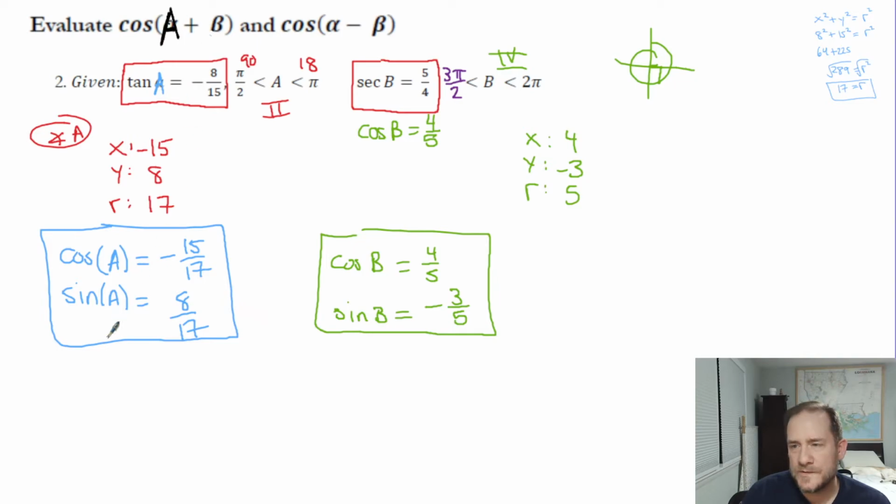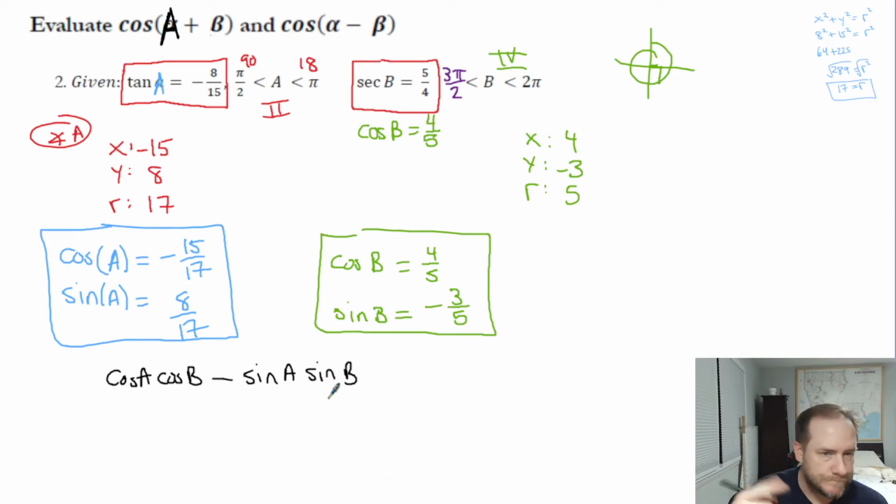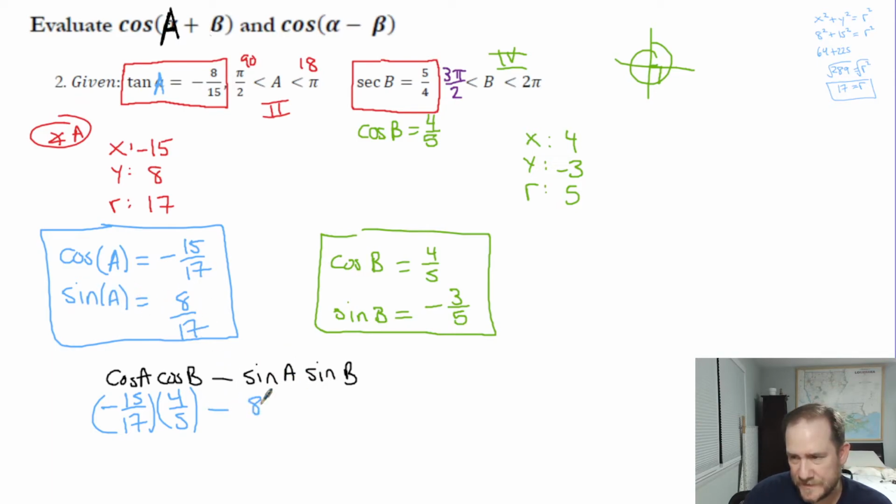You know the expansion is going to be cosine A times cosine B, with a plus sign, we'll go to minus, sine A sine B. And then we're just substituting. Cosine of A, we just said, would be the negative 15/17. Cosine B is the 4/5 from over there. These are getting multiplied. Sine A is the sine from over here, 8/17. And sine of B is negative 3/5.